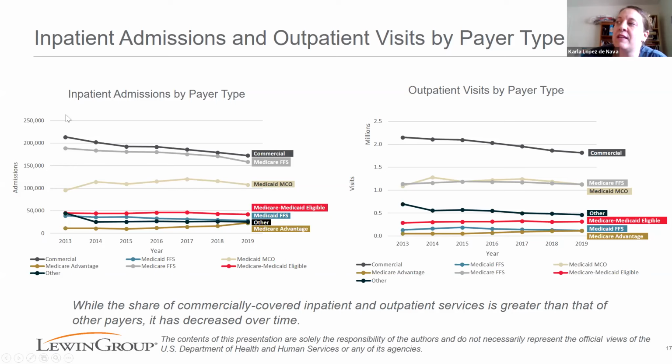But what is interesting is that beneficiaries covered by commercial insurance certainly present the biggest share, but the share of commercial insurance has been declining over time. The coverage by Medicare fee-for-service is close to the commercial coverage, and you can also see a similar declining trend on the inpatient side. For the outpatient side, we can see that commercial certainly has the biggest share, and then Medicare and Medicaid MCOs are following, but at a lower coverage.